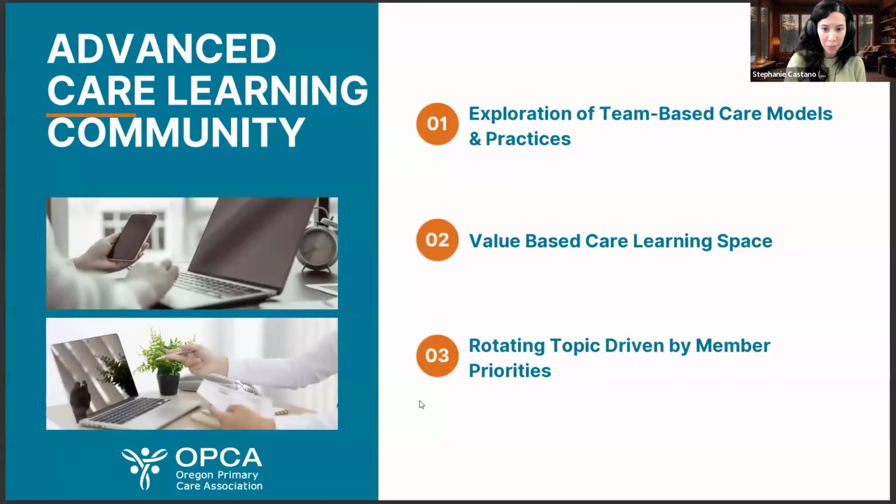Quickly about the Advanced Care Learning Community. Again, if you've been a part of OPCA or have been connected for some time, you may have heard of us, but if not, this is a space that was created back in like 2013, 2014 for clinics who are part of our APCM program to practice and brainstorm and be creative around what kind of care models we want in a value-based care environment with new value-based payments. So we've continued to create this space to be able to talk about those complexities, try new things, share work, share challenges.